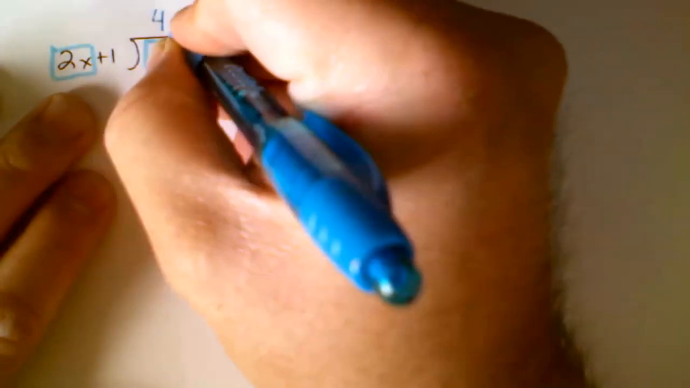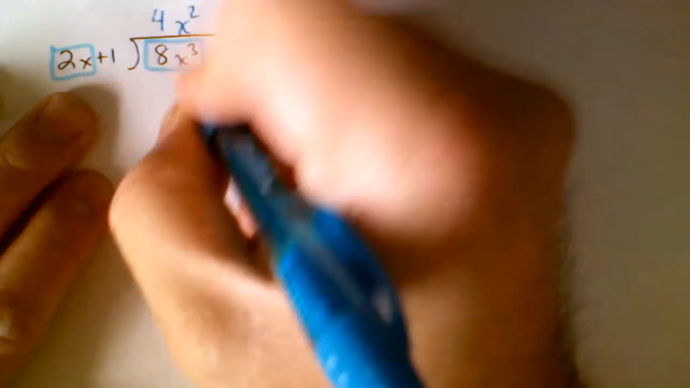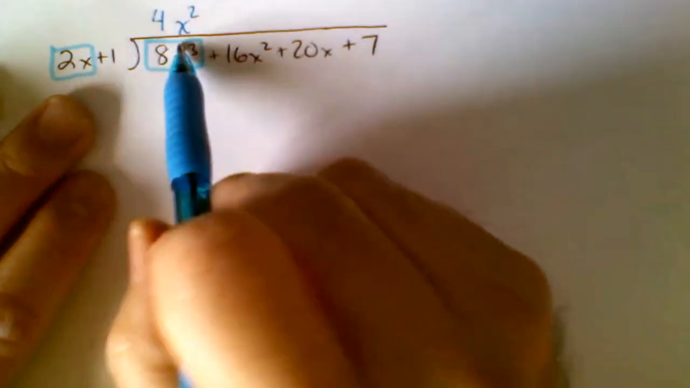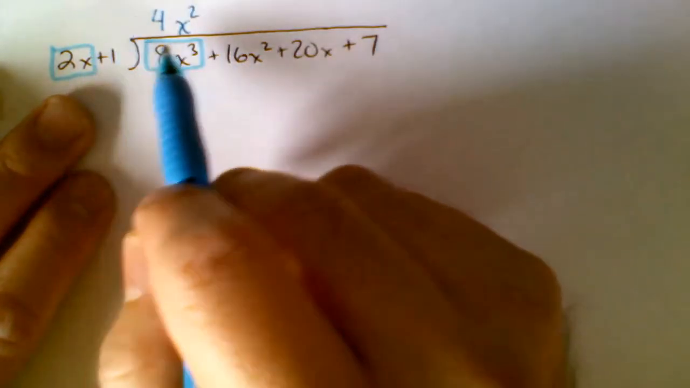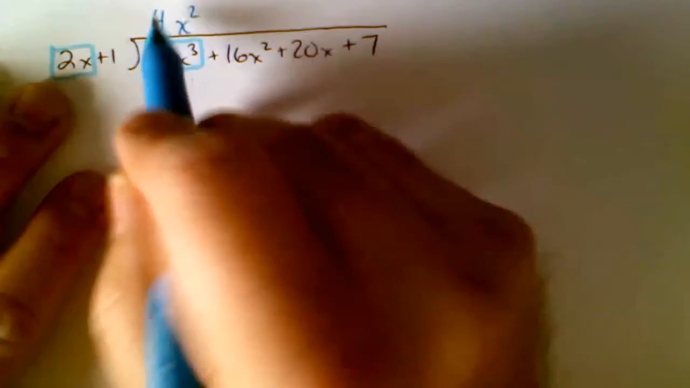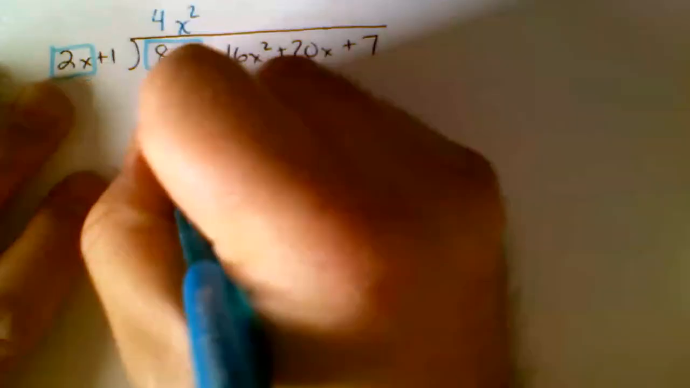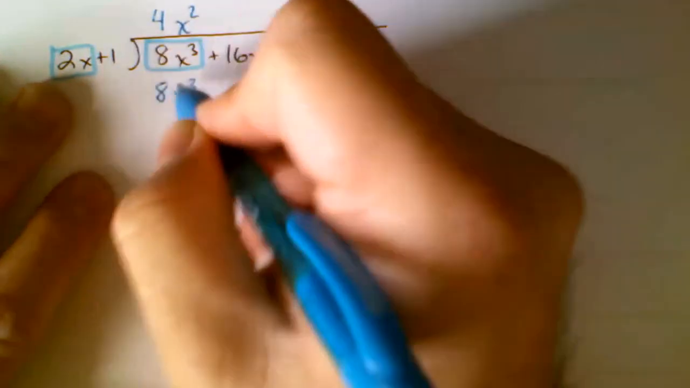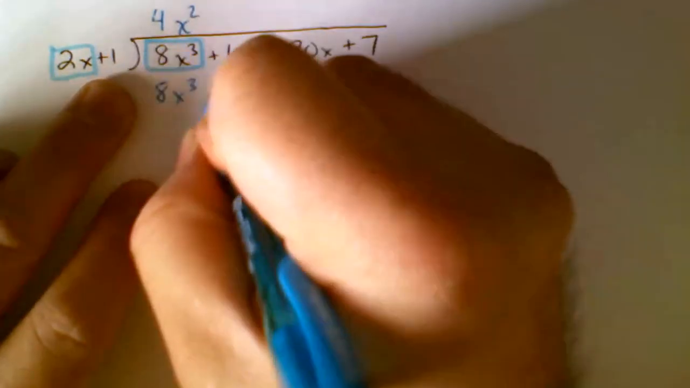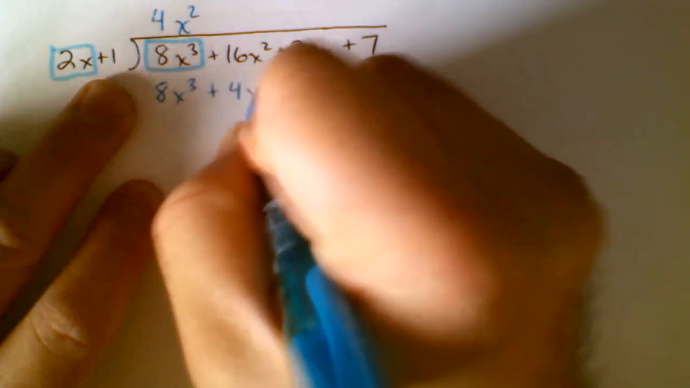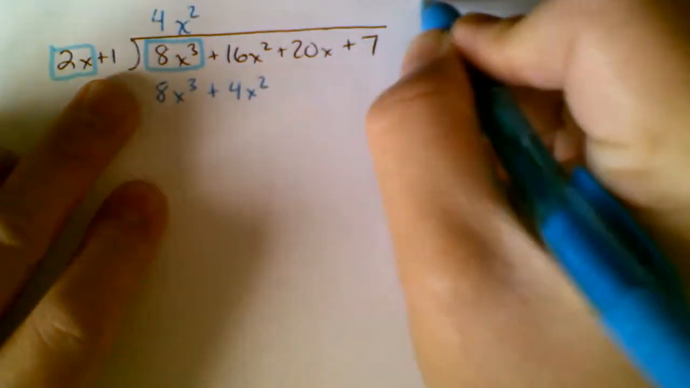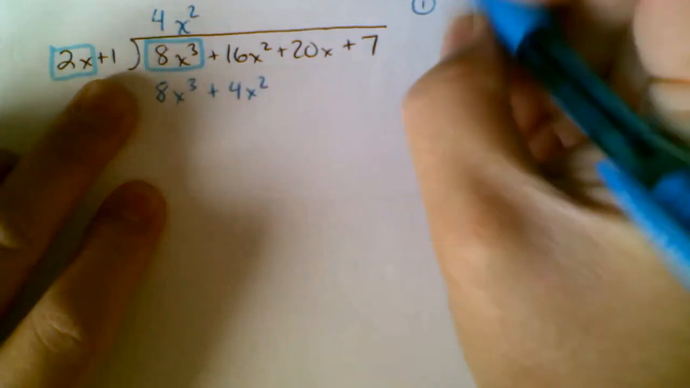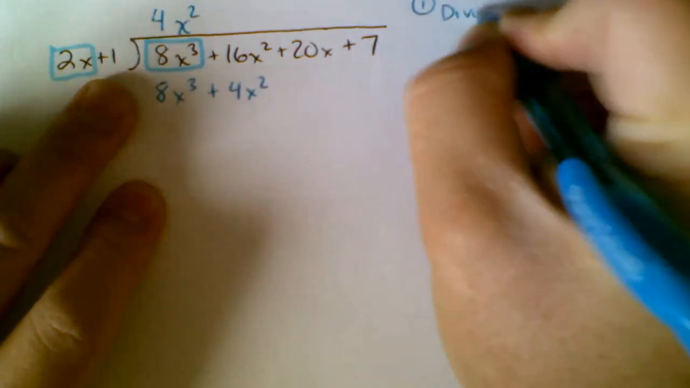And then we have an x, we want an x cubed, so we need x squared times x gives us x to the third. So 4x squared times 2x gives us 8x to the third. That's good news that that's the same. 4x squared times 1, then we have positive 4x squared. So our first step is divide and multiply.